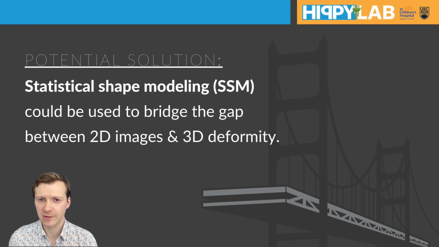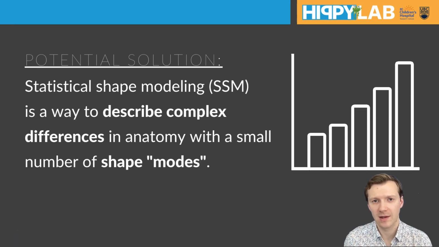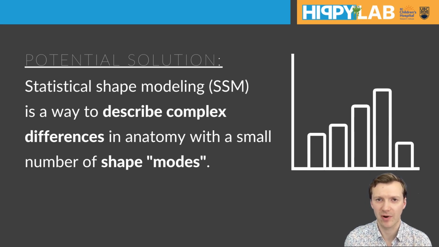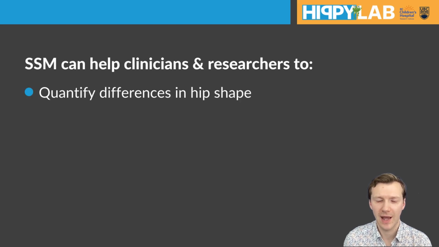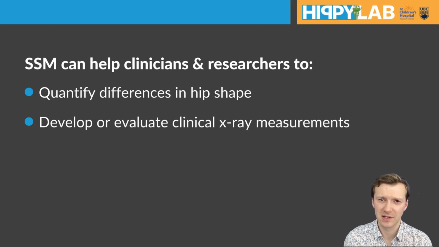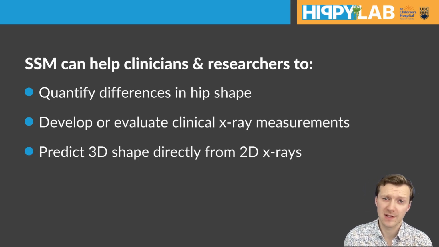A tool called statistical shape modelling, or SSM, could be used to bridge this gap between 2D images and 3D deformity. SSM is a way to describe complex differences in anatomy with a small number of shape parameters called modes. And in doing this, it can help clinicians and researchers to quantify differences in hip shape, develop or evaluate clinical X-ray measurements, or even to predict 3D shape directly from 2D X-rays.